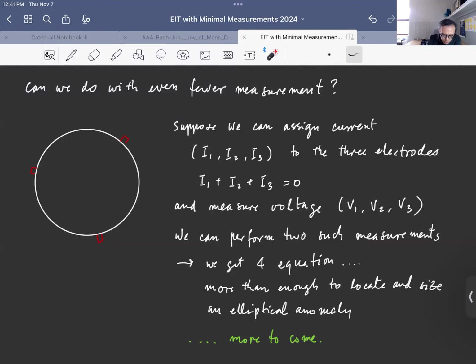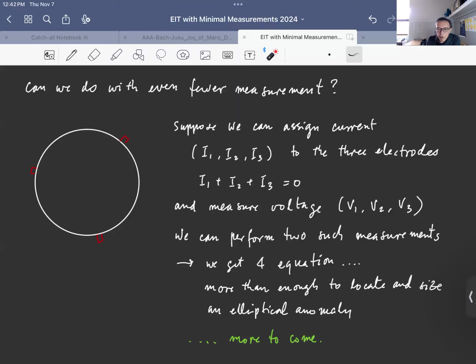You can imagine a measurement like the following, where you place 3 electrodes, 1, 2, 3. You assign current I1, I2, and I3 to these 3 electrodes, but the sum of this current has to be 0. And then you measure voltage at those 3 electrodes. And again, there has to be a constraint on the sum of the voltages. If we perform 2 such experiments, we will get 4 independent equations. So that's more than enough to determine the size and location of the elliptical anomaly. And I think this can be done. So we're starting to look into this.